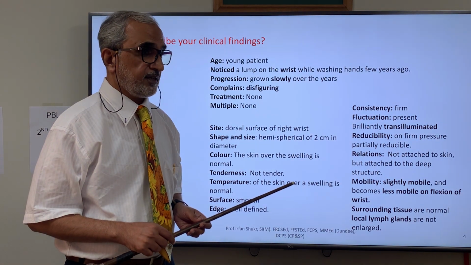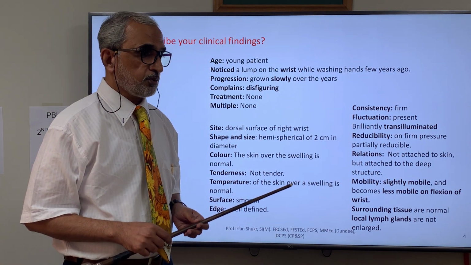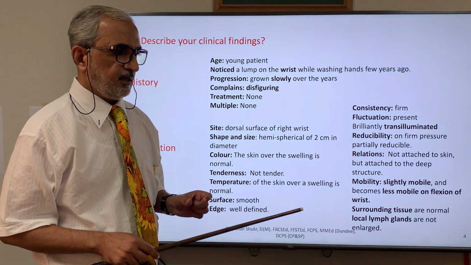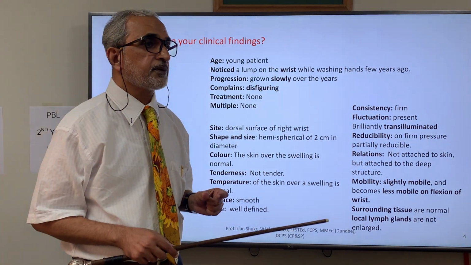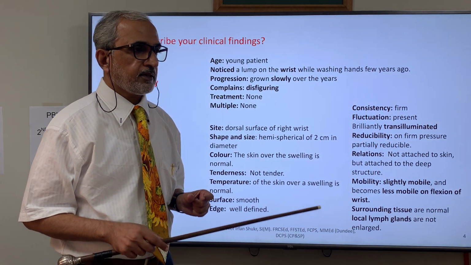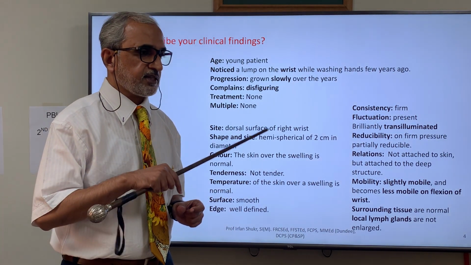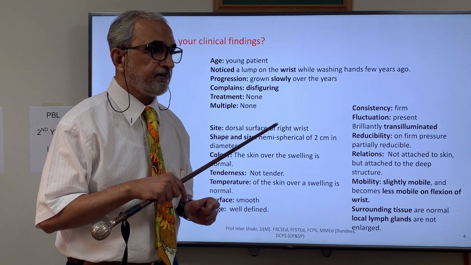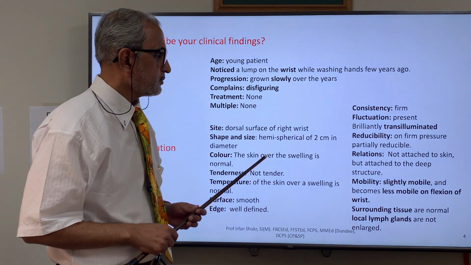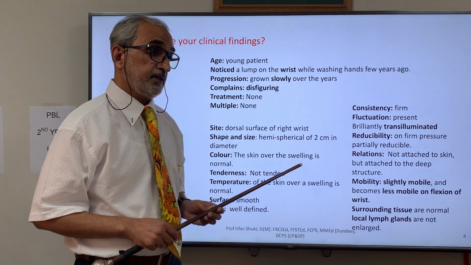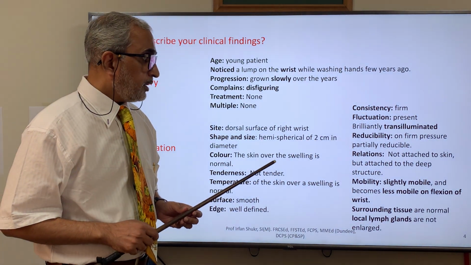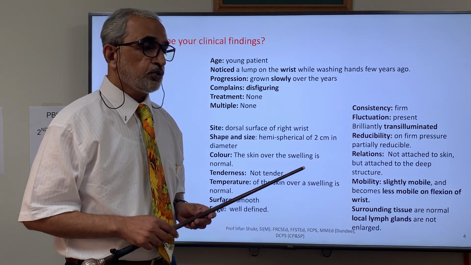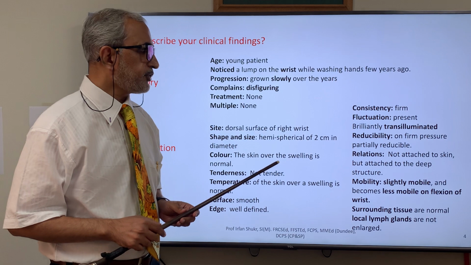Fluctuation is present in this case since it was a small swelling. By means of my finger and thumb, I first stabilized it, and they also became the watching fingers. And by the right index finger, when I pressed in the center, my two watching fingers moved apart in two planes. It is brilliantly transilluminant, and when I applied firm pressure on it, it appears slightly reducible.